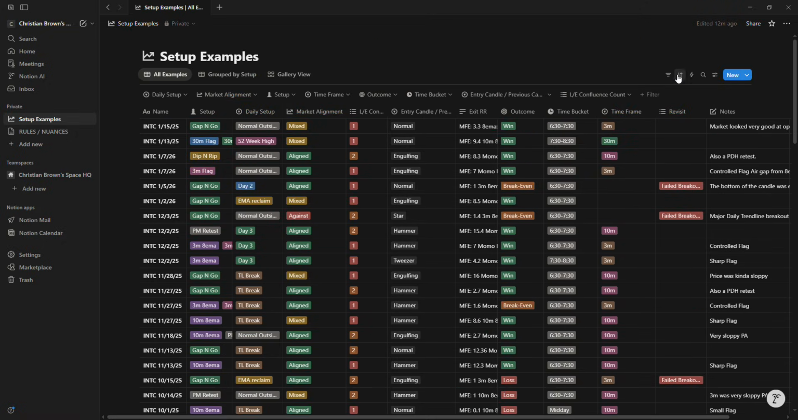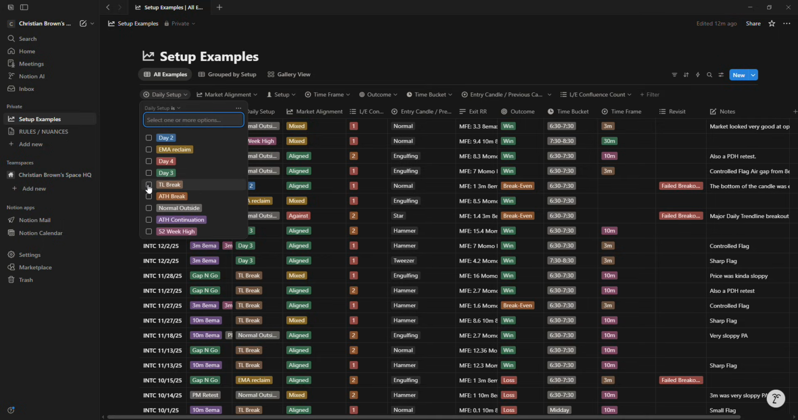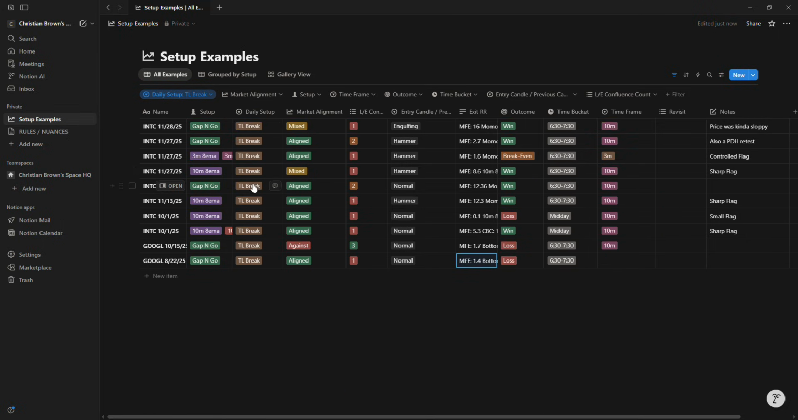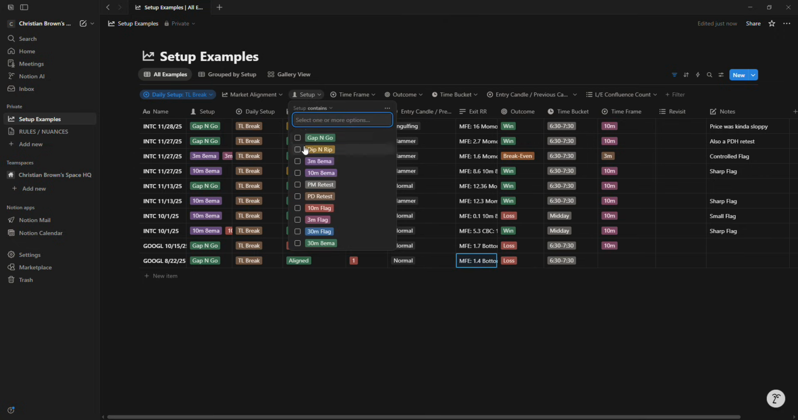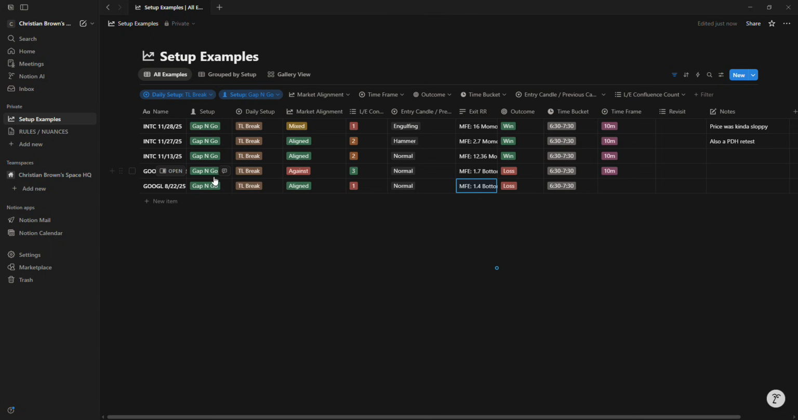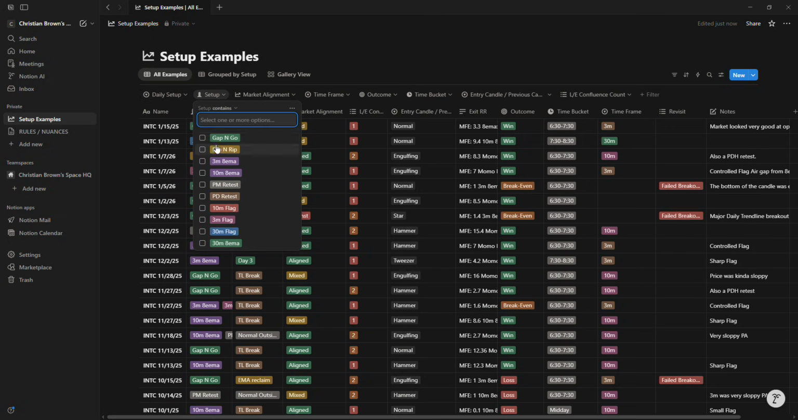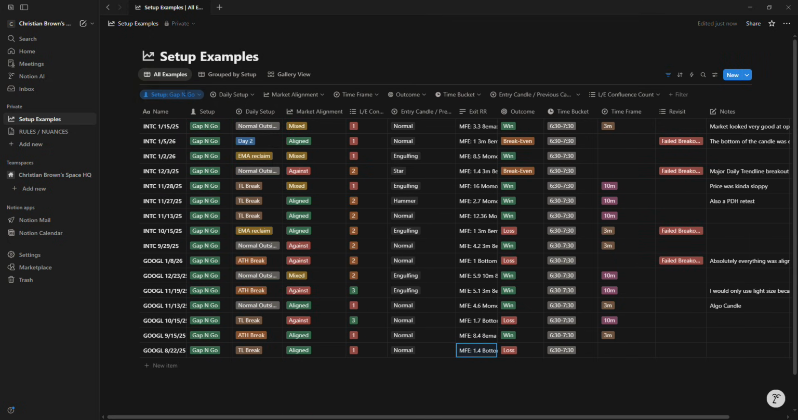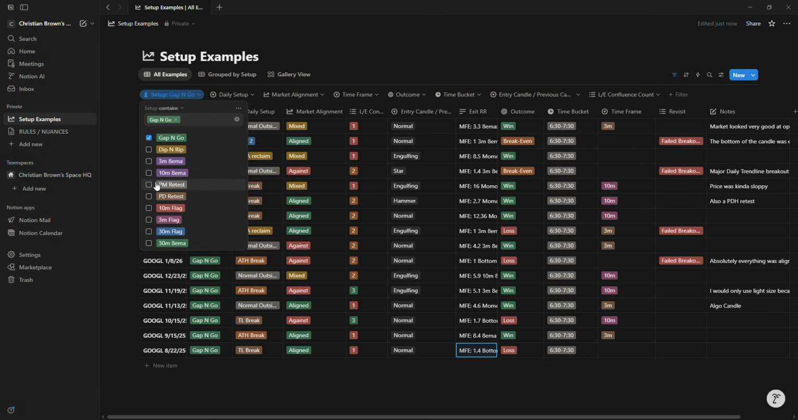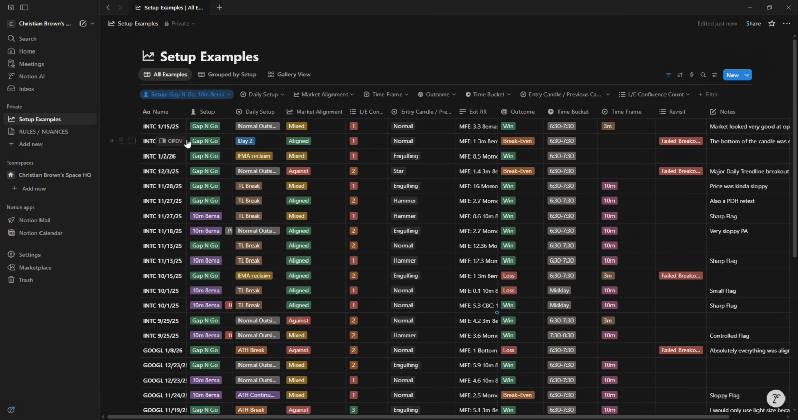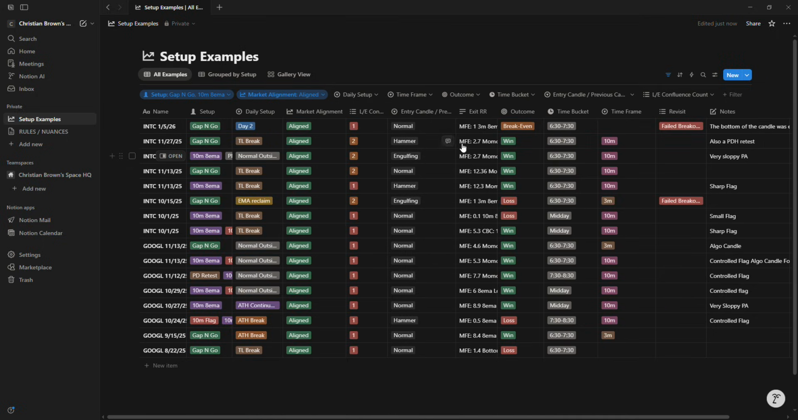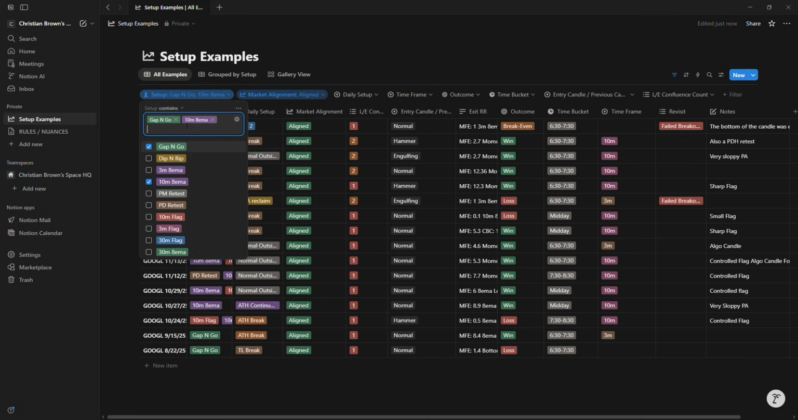But yeah, then you can also filter. So like, let's say I want to filter only trendline breaks. It'll give me all the trendline break daily setups. If I want the gap and go setups and trendline breaks, it'll only give me those. If I only want the gap and go setups, it'll give me all of those. If I want gap and go and 10-minute ADMA, it'll give me those. But yeah, you can filter all this stuff out. Market alignment, if it's aligned, you can see the win rate for when the market's aligned with these types of setups.